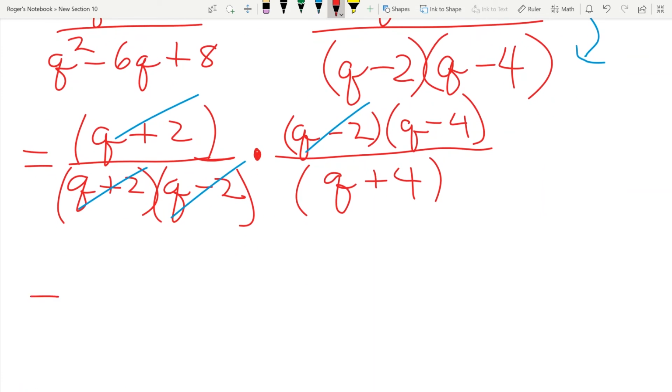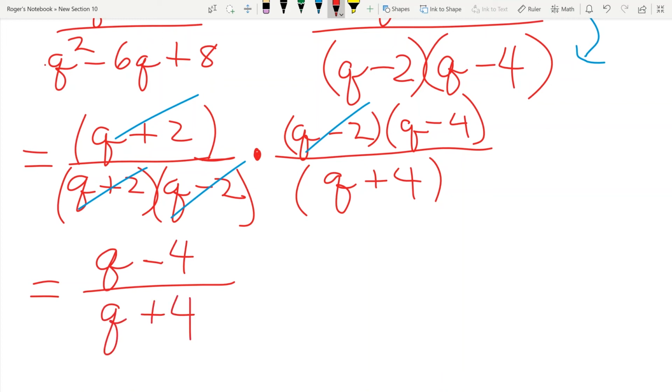Okay, let's write this down then. Q minus 4 over Q plus 4. There you have it. Simplified. Boom. Okay, this is how we deal with complex fractions. Factor, get things factored out. Invert, multiply, cancel what you can cancel, simplify it down to a simpler form. And essentially, that's all there is to it.